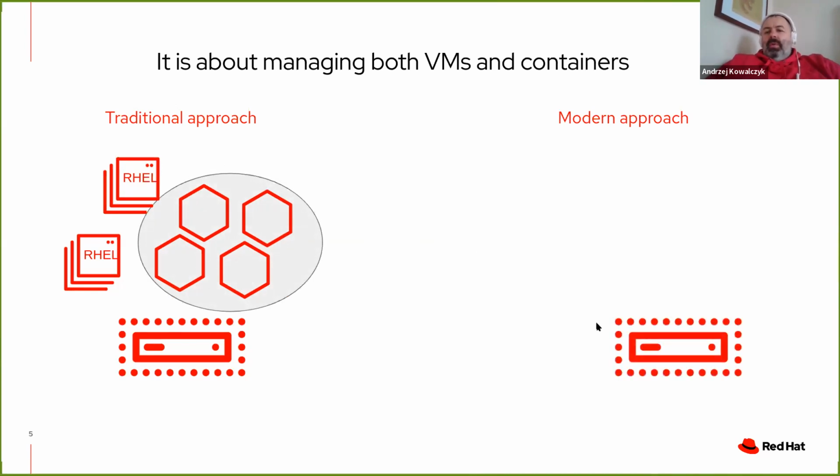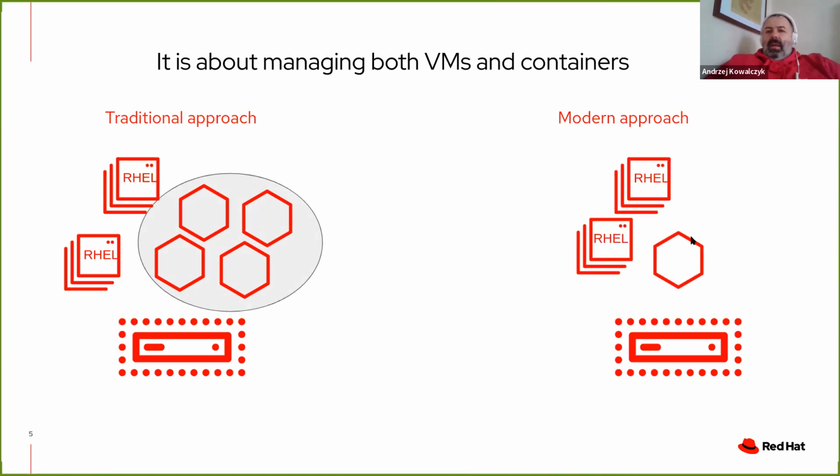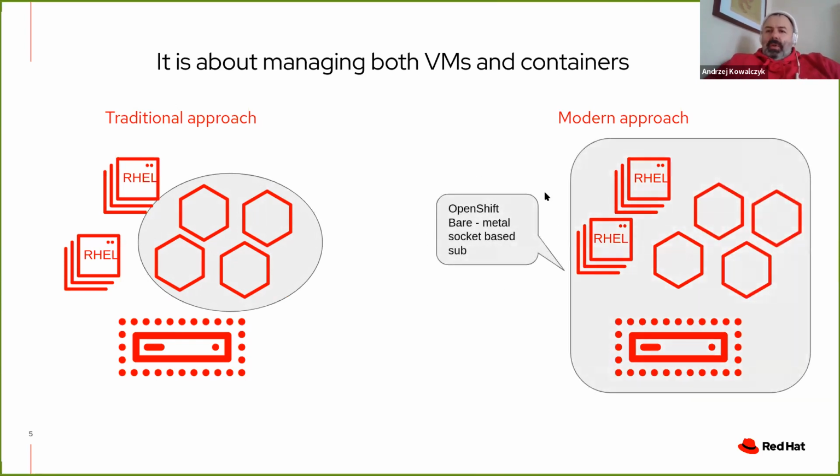In the modern approach, you can have just bare metal, and on top of it you can run both RHEL-based and containerized software. What is important, this Openshift is using a socket-based subscription, but the one deployed on a hypervisor is using a core-based subscription. So the price is very, very different. This one is much cheaper, but there are also some limitations. You cannot have a server bigger than 64 cores for one subscription, but you can add more.